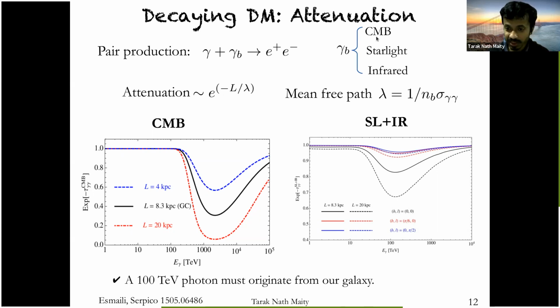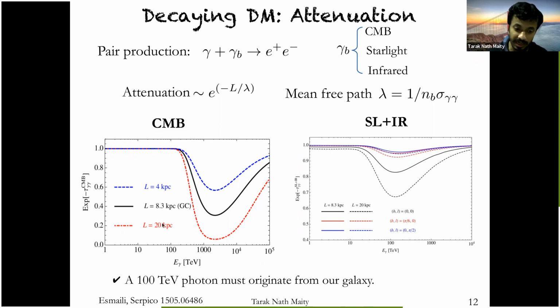So if you just take the CMB as the background photon, then the corresponding attenuation is given in this plot, where on the x-axis we have the gamma ray energy, and on the y-axis we have the attenuation factor. As you can see, as the length L is increasing, the attenuation due to the CMB is increasing. Now, our nearest galaxy is the Andromeda galaxy, which is roughly 750 kiloparsec away.